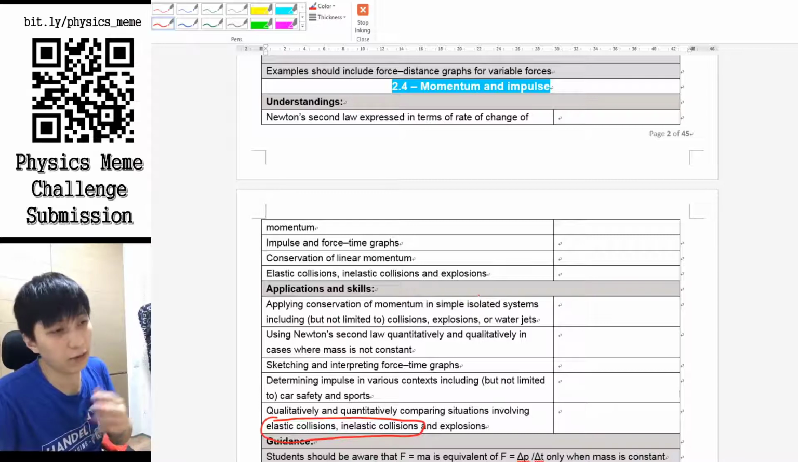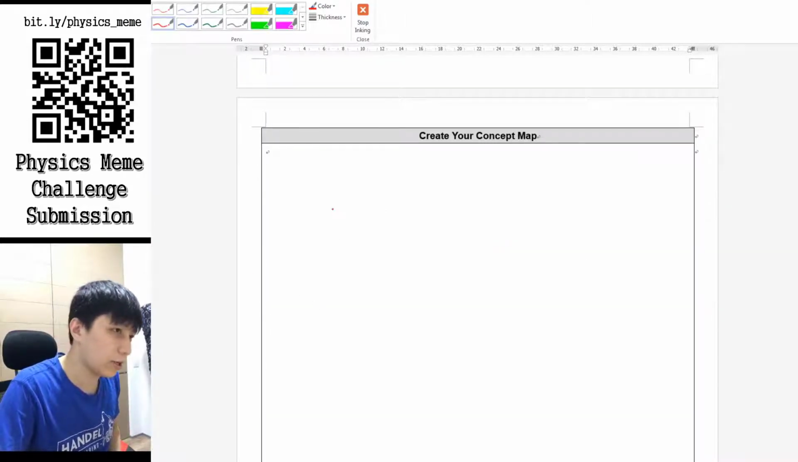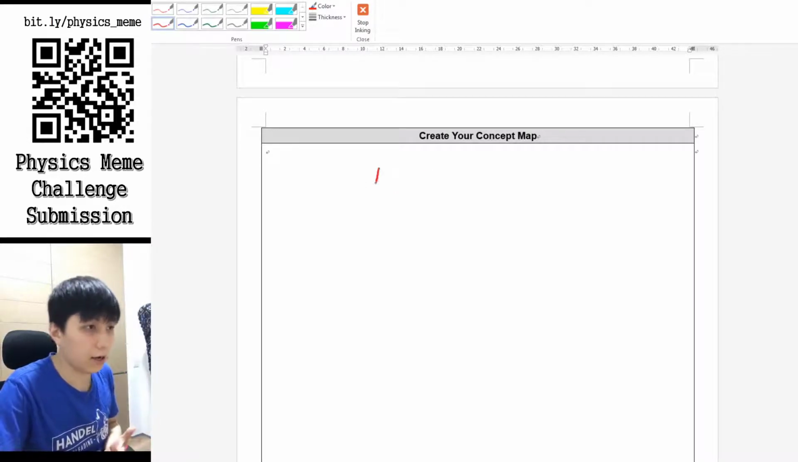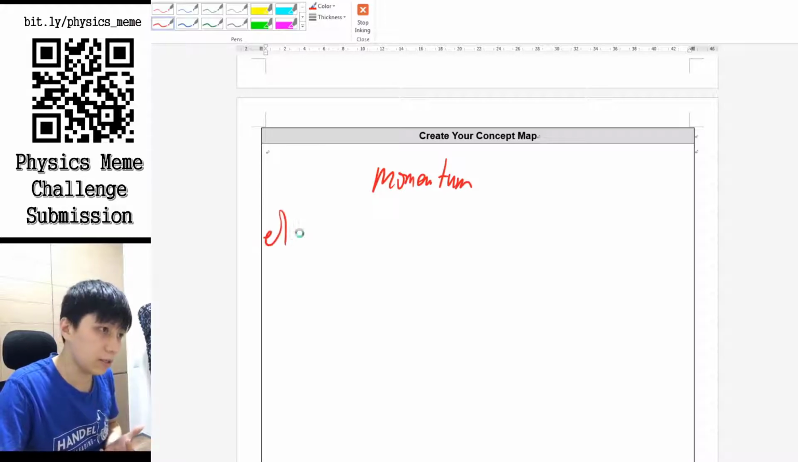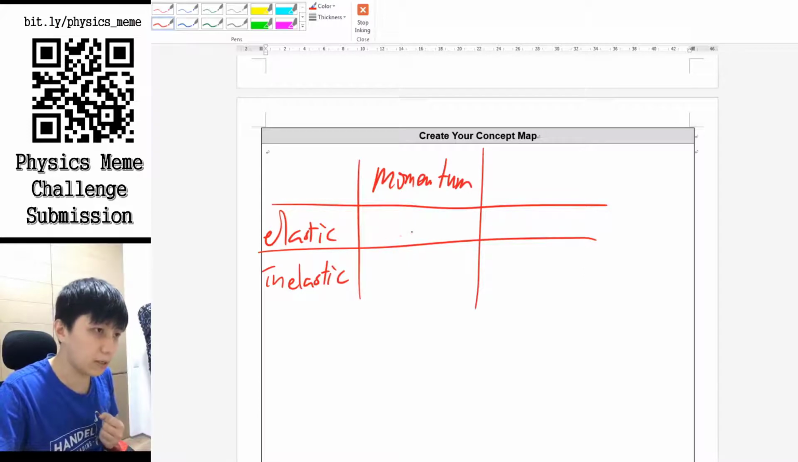So this is something that we haven't mentioned by now. I think this is a good time for me to talk about it quickly. Alright, so maybe I'll just write here, for both of these collisions, the momentum will always conserve. So you can always draw a table like this to help you understand. So for elastic and inelastic collision, both momentum would conserve.